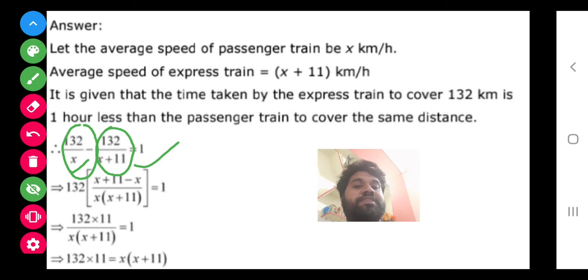After that we have to do the simple solution. They have taken 132 common, then they have taken the LCM. You can take it directly, you can take the LCM also, but it will be longer, so they have done it like this. After that the simple solution is going on.